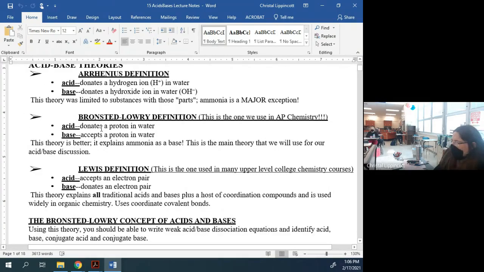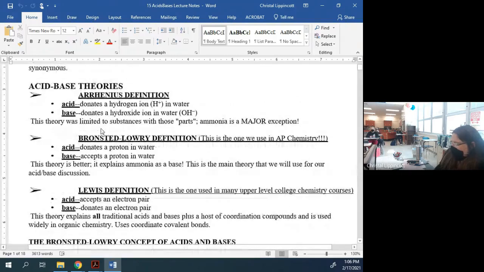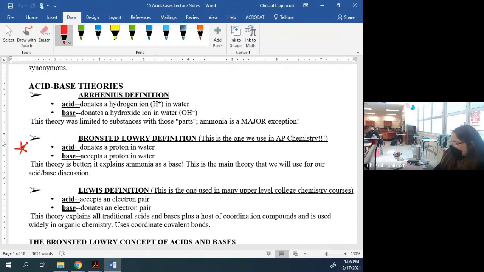Now, there are different definitions of acid base. The Bronsted-Lowry is the one that we use primarily in here, but it's good to know that these other ones exist. Acid donates hydrogen, a base donates hydroxide. The problem with this is that ammonia is a major exception to this. Ammonia is NH3, okay? That's a base. So how can it donate a hydroxide ion when it doesn't have any oxygen in it? It's not possible. And so that's why they kind of got rid of that notion.